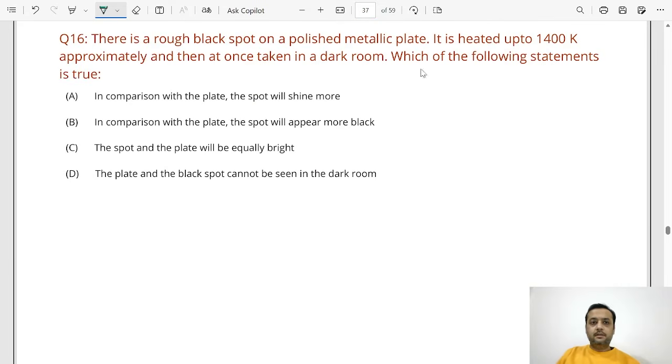Then let us see this question. There is a rough black spot on a polished metallic plate. It is heated up to approximately 1400 Kelvin, and then at once taken into a dark room. Which of the following statements is true? So this question is basically of radiation.